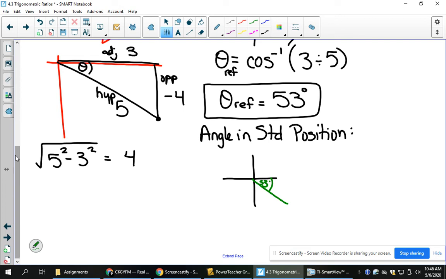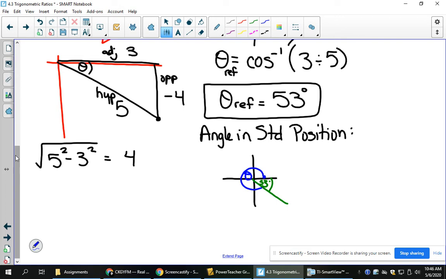However, an angle in standard position goes from the positive x-axis right there counterclockwise until you hit the terminal arm. Boom. I need to figure out how big the blue angle is. And I'm going to call this theta. It's fine to call one theta reference and one theta. How am I going to calculate that?